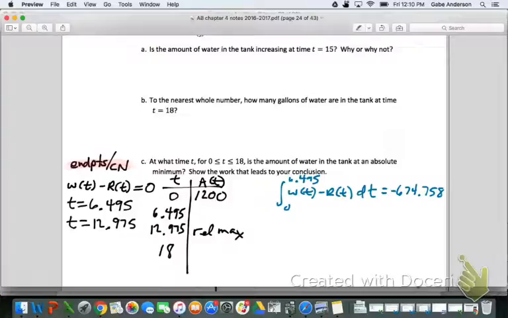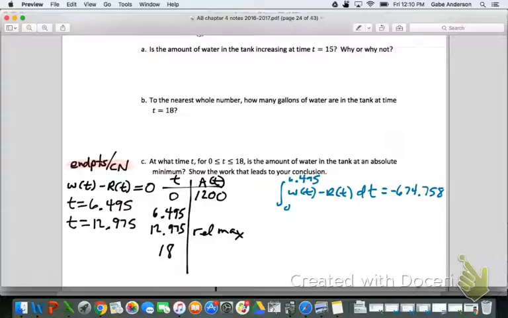Positivity or negativity. Does that answer bother anybody? Yeah. What are we trying to find? The amount of water. So does that answer bother you? Why? Because it's negative. Can you have negative 600 gallons of water? No, you can't have negative 600 gallons of water.